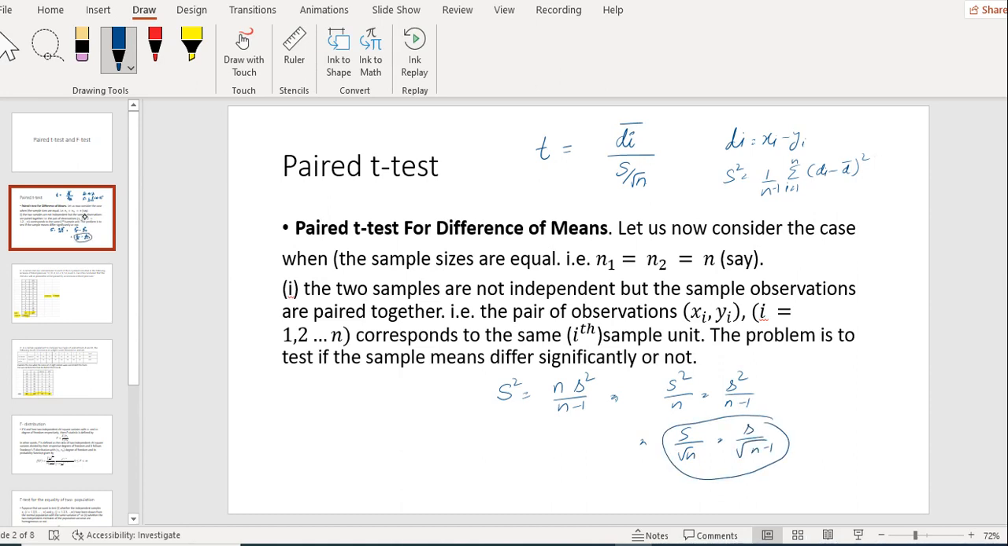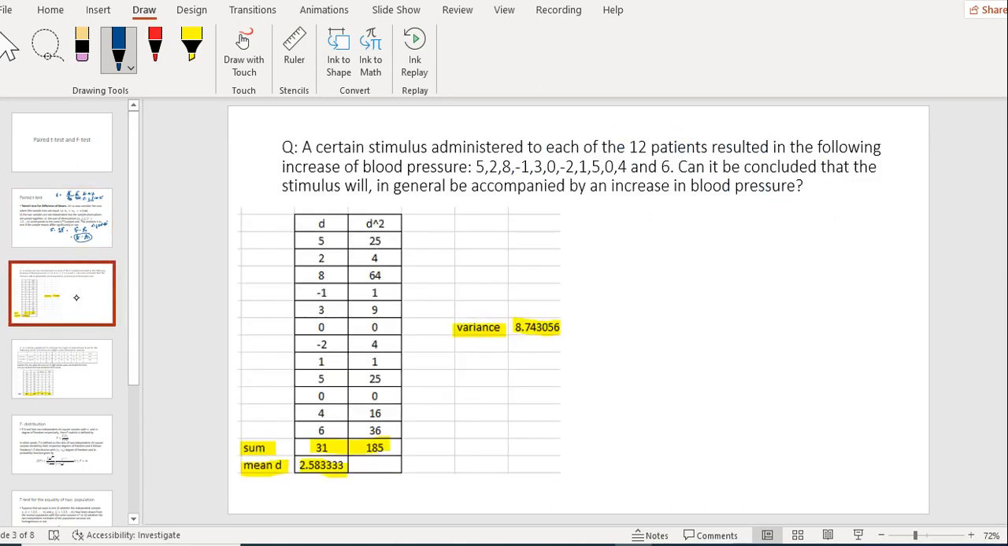On the basis of that, we can use either this statistic or the statistic with small s upon square root of n minus 1. In that case, what is the formula of small s square? It is 1 upon n summation di square minus d bar square. So this is the test statistic in this case. To understand this concept, let us first start with a problem.